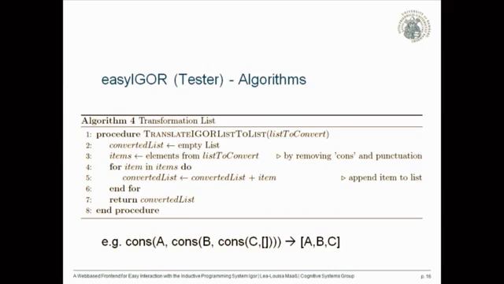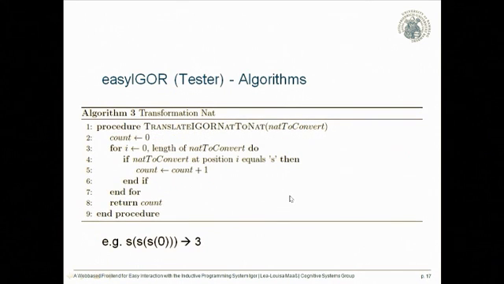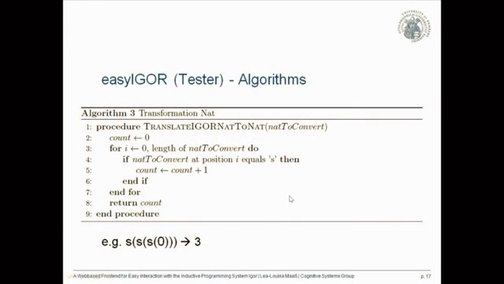This algorithm is to translate a list from Igor to a syntax the user can understand. This is done by, again, initializing a variable converted list with an empty list. And then the elements from the list that's supposed to be converted are being stored in an items list. This is done by removing the punctuations and the cons, so only the items are being left. After that, the algorithm iterates over the items and appends each item to the converted list and then returns the converted list. The algorithm for transforming an integer.